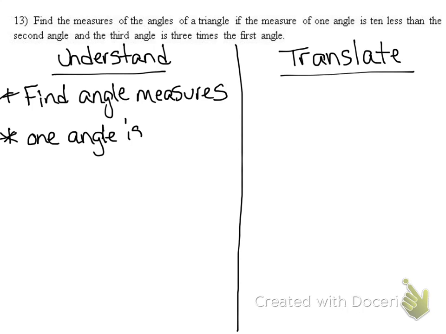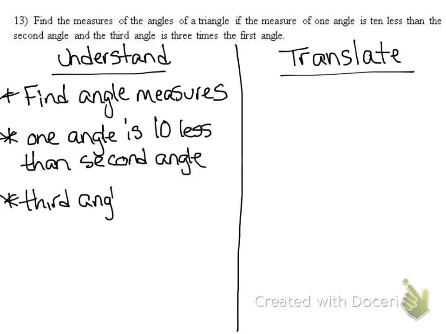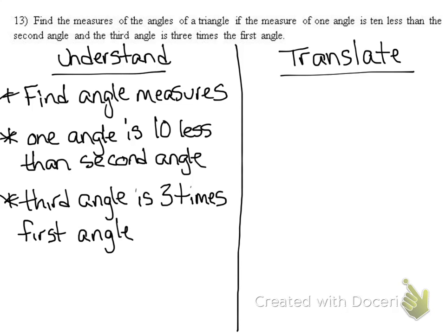We identify what we're finding. We identify the relationships that are part of the problem. And then the last piece of information that they don't give us, but that we know based on the fact that we're talking about angles in a triangle, is the fact that the angles are going to sum to 180 degrees. That's going to help us figure out how to translate this situation.